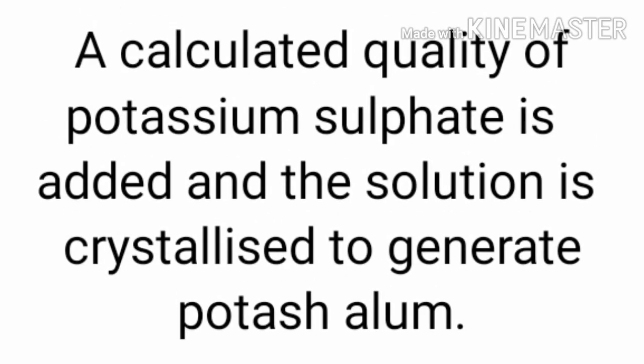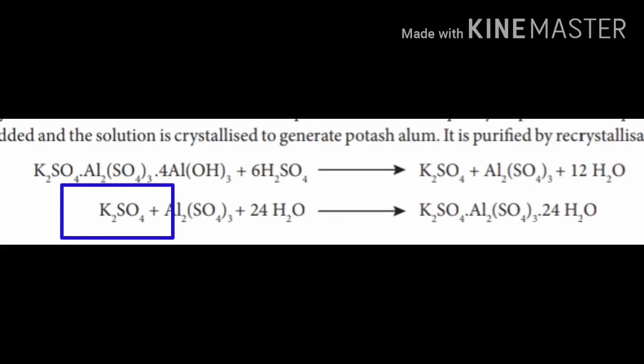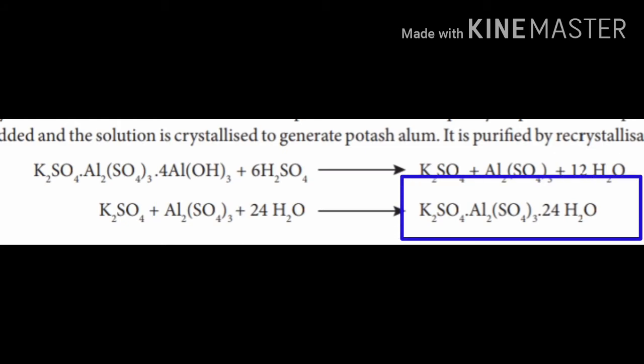Then a calculated quantity of potassium sulphate is added to the solution and crystallized to generate potash alum. See the reaction: this potassium sulphate is the calculated quantity. You are adding aluminium sulphate, which you got from the previous reactions. So we are getting potash alum. This is the potash alum formula. Finally, it is purified by recrystallization.